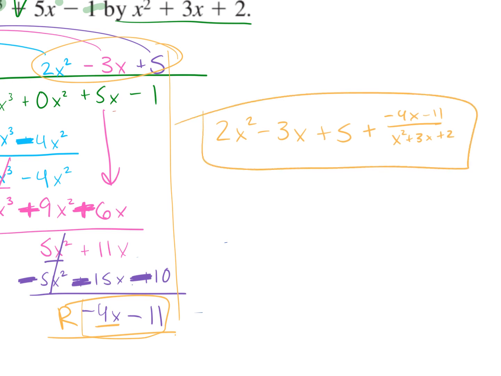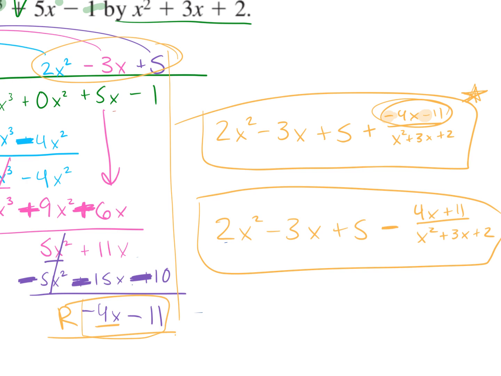Now we can actually simplify the top part a little bit more, because if you see, both of these are negative. So Big Ideas might accept this as an answer. It might not, because it can be simplified a little bit more. If we pulled out a negative from the top, we would say 2x squared minus 3x plus 5 minus, now we have 4x plus 11, because I'm taking out the negative from both of the terms, over x squared plus 3x plus 2. So I think that you could probably write it either way.